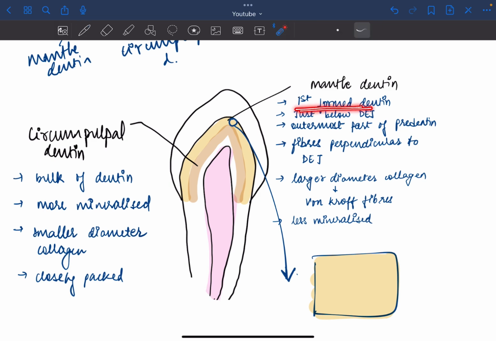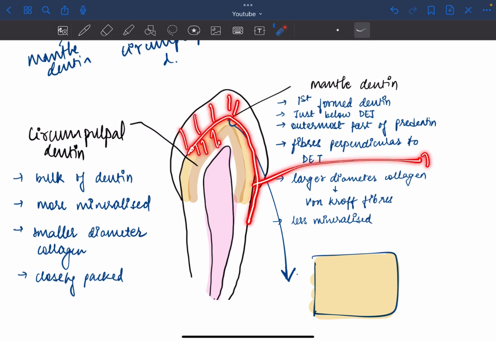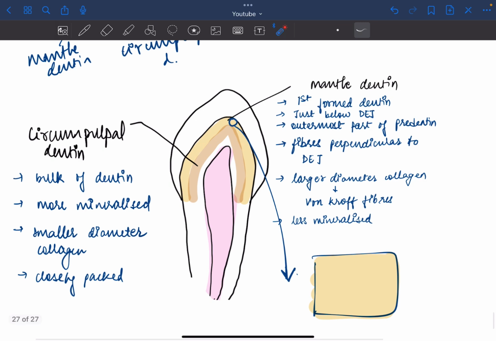That means the first layer of dentin that is laid out is the mantle dentin. And naturally if this is the first layer, it will be just below the DEJ. This is the enamel, this is the dentin, and this here is the DEJ. So the dentin present just below the DEJ is the mantle dentin.